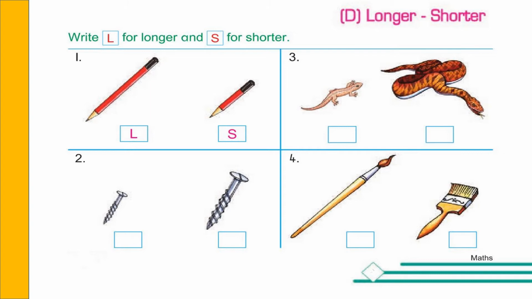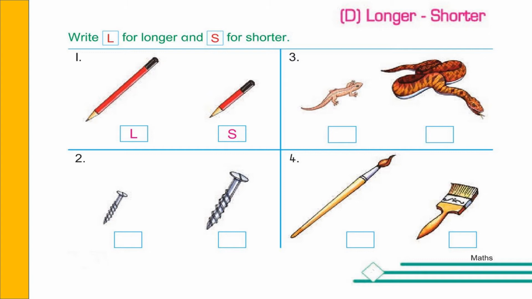But tall and short, we are going to compare the sizes top to bottom, up and down. Okay, you find the difference between the tall and short and long and shorter. Here also we are using the letter L for longer, S for shorter. Okay, the first example is pencils.